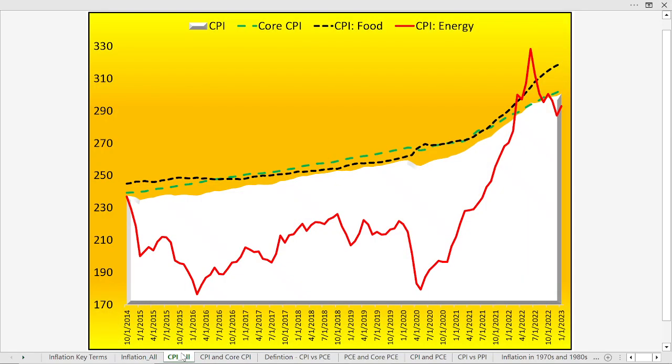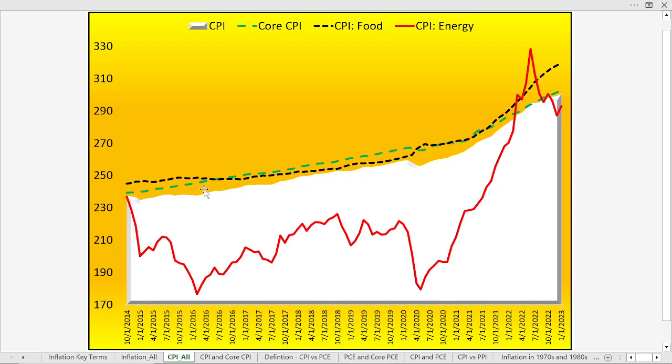Now, let's first take a look at CPI, the Consumer Price Index. The standard CPI is the white area chart here. Starting in 2014, we began to trend higher. We had a little bit of a blip to the downside in early 2020, but then continued to skyrocket higher. The core CPI, the green jagged line, travels above the white area chart. There are times when there's more space between the green line and the white area chart, and times when the two lines converge.